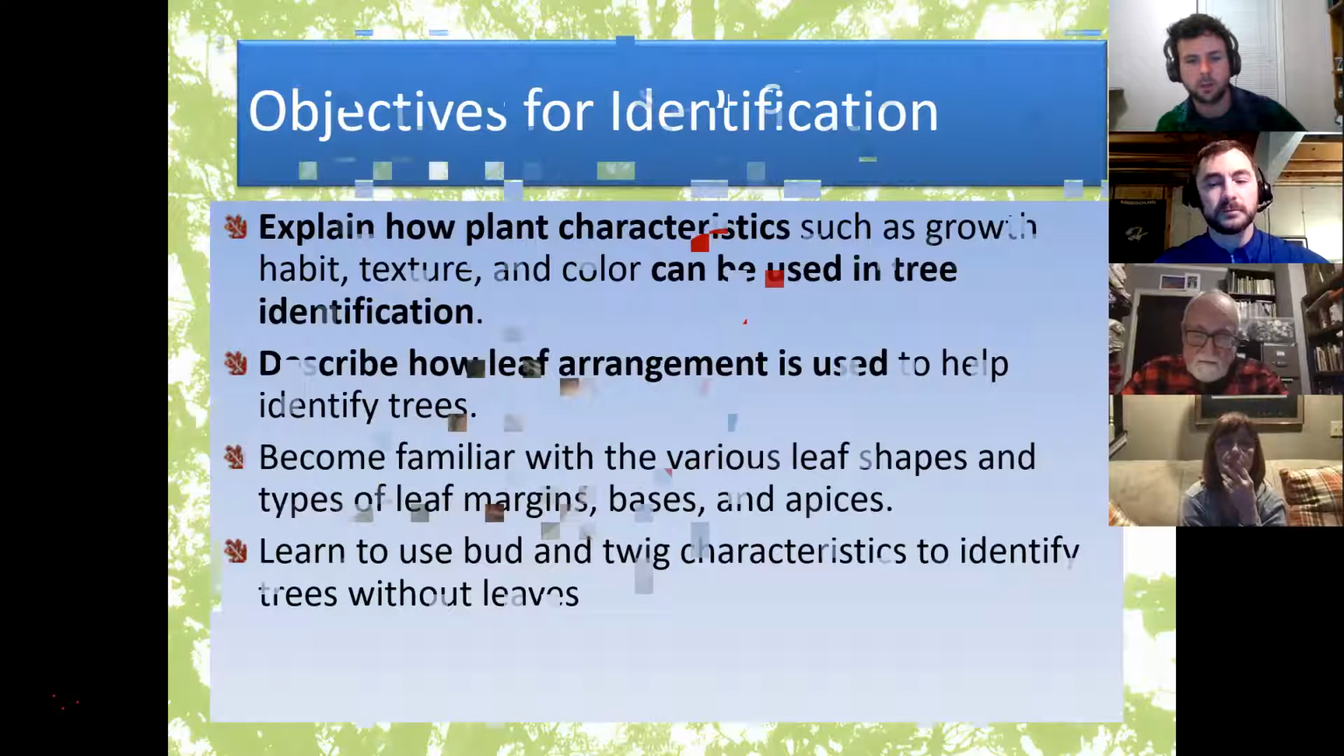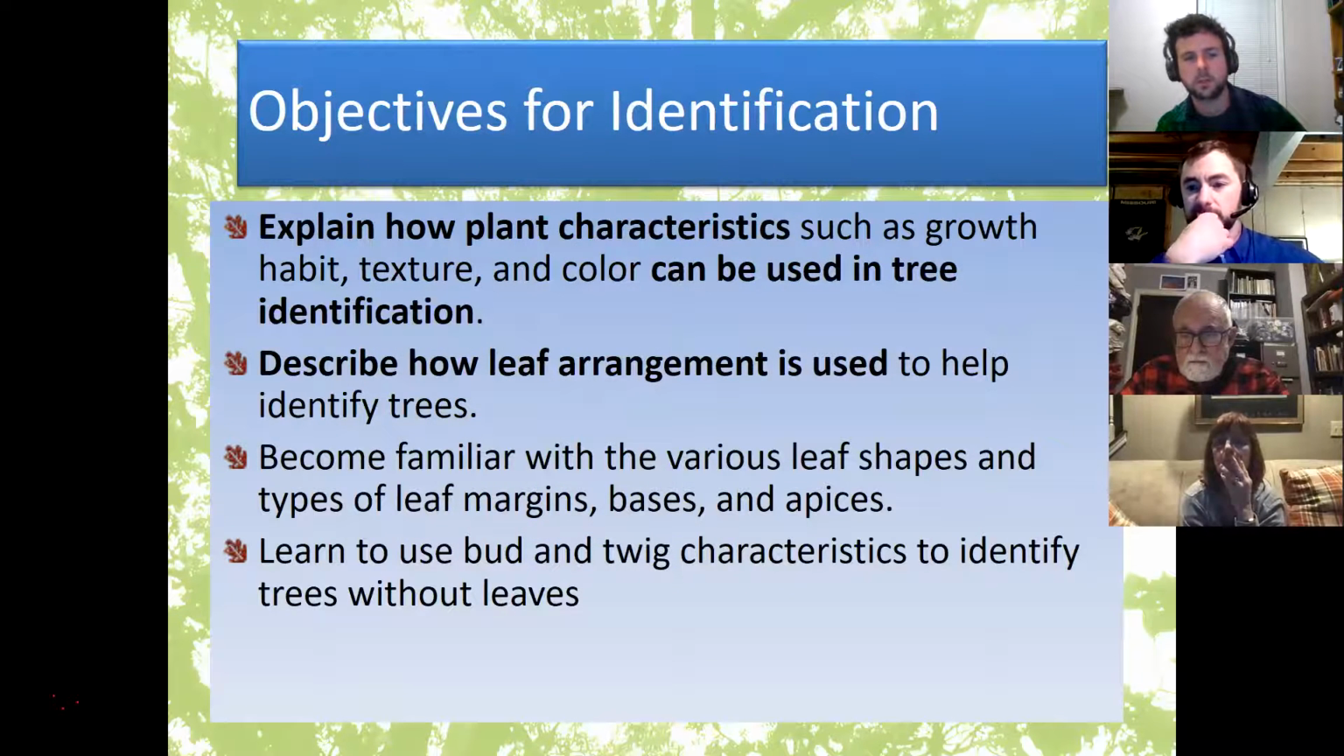Danny, someone did ask if all cultivars are less likely to be useful to native insects and birds.